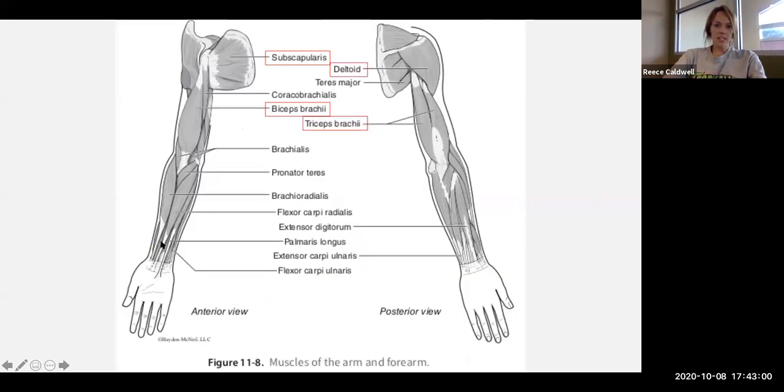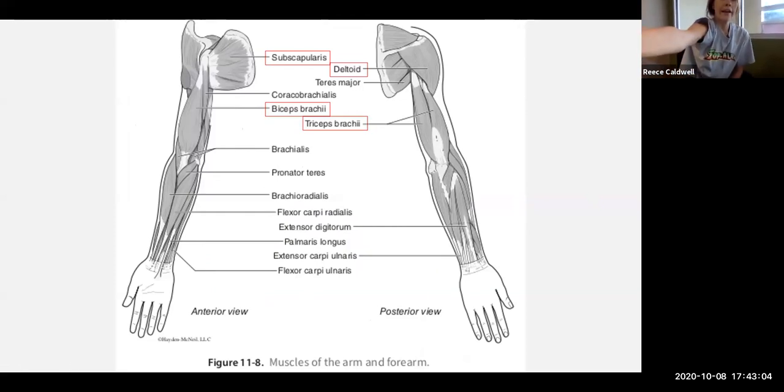So I think this is the last slide of the arm that we look at. And all we're going to focus on here is the triceps brachii. So again, we have the biceps brachii in the front, and the back we have the triceps brachii. It's very hard to see mine because I barely have one, but I'm working on it. And there we go. You can see it kind of right there.